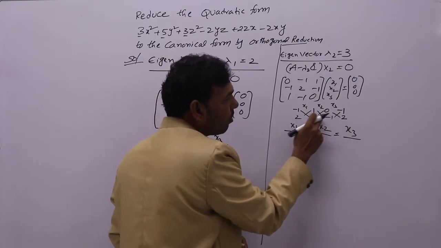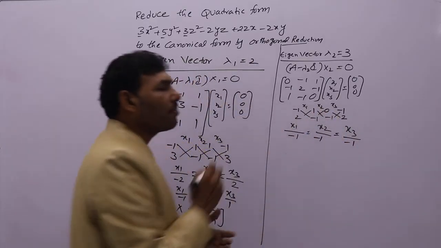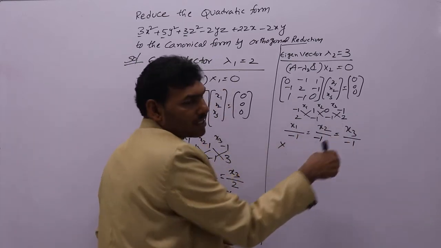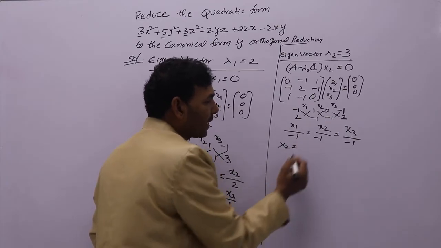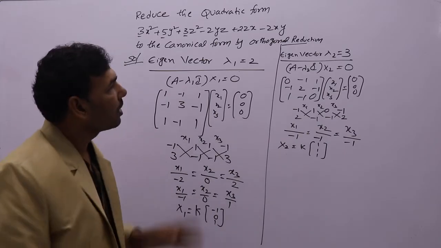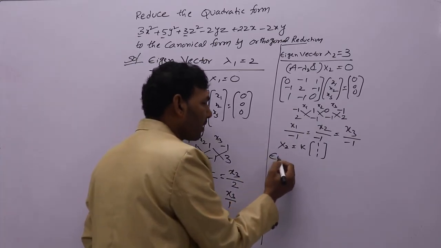0 into 2, 0. Minus 1. All are minus 1s. When you have all minus, you can cancel all minus. Then, what is the second eigenvector? 1, 1, 1. That is the second eigenvector. Like that, we need to find the third eigenvector.